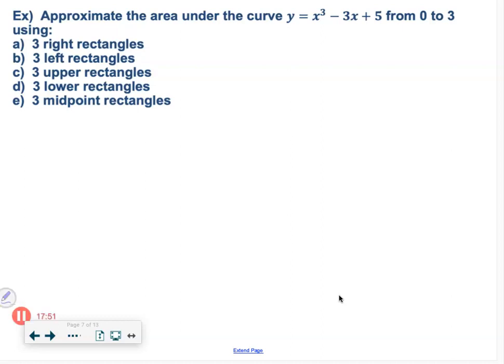So the first thing that you want to do is make your table. Let's first find our width. So this is our A, this is our B. So it's B minus A, 3 minus 0, over the number of rectangles, which is 3. So our width is going to be 1 for every single one of these. So you're welcome.